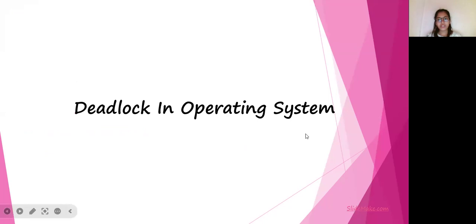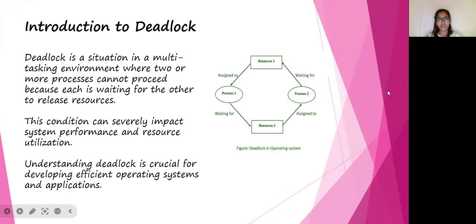Deadlock in operating system. Introduction to deadlock. Deadlock is a situation in a multitasking environment where two or more processes cannot proceed because each is waiting for another to release resources. This condition can severely impact system performance and resource utilization. Understanding deadlock is crucial for developing efficient operating systems and applications.